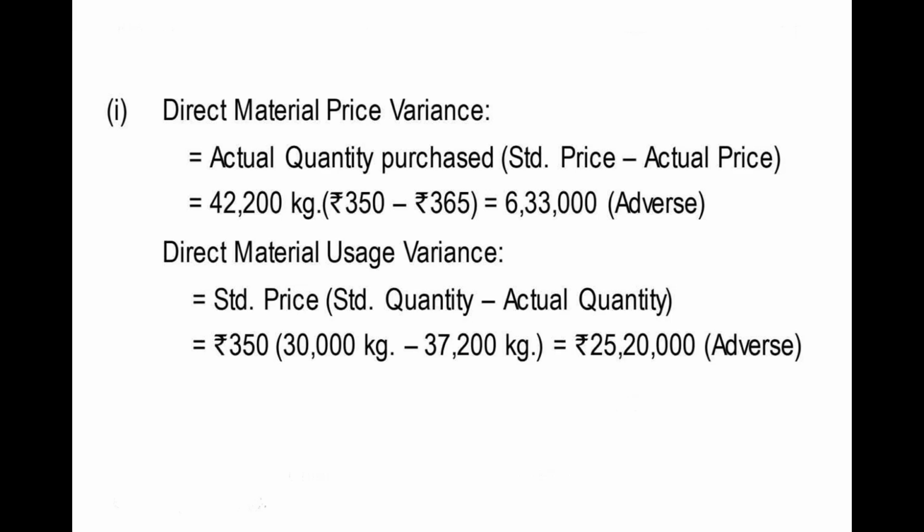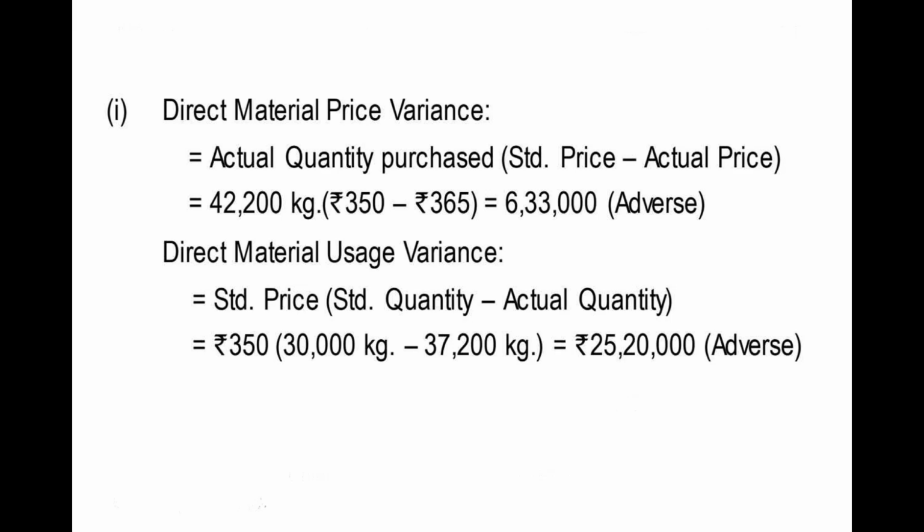37,200 kgs is consumed. That means 7,200 kgs more consumed by the company is adverse to the company. So it should be multiplied with the standard price. Why? Because always standard price should be taken for measurement purpose. So actual should not be taken. Why? Because the actual price will keep on changing each and every day. So that should not be taken for measurement purpose.